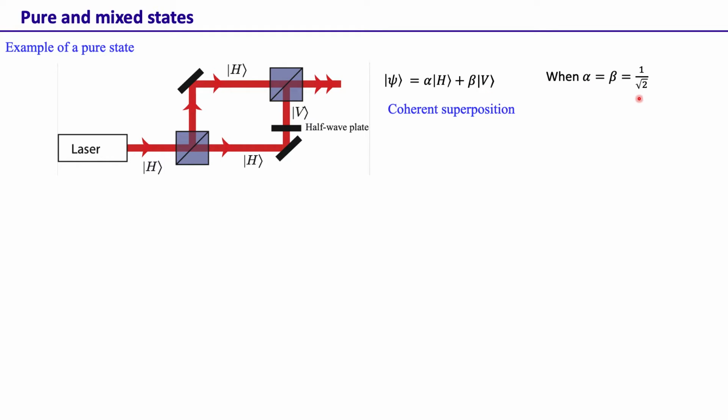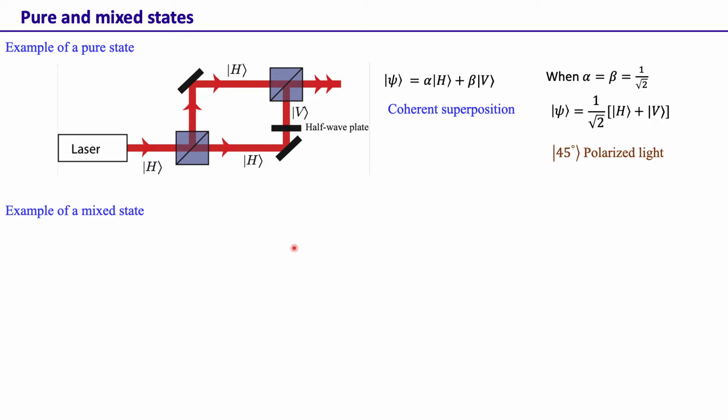And when alpha and beta are both equal to 1 over root 2, then psi is essentially 1 over root 2 times (H plus V). Then this is just a 45-degree polarized light. So when we add these horizontal and vertical polarizations, what we obtain is a 45-degree polarized light, and this is also a pure state. This is an example of a pure state. A coherent superposition basically yields a pure state, or a basis vector itself, which is also a pure state.